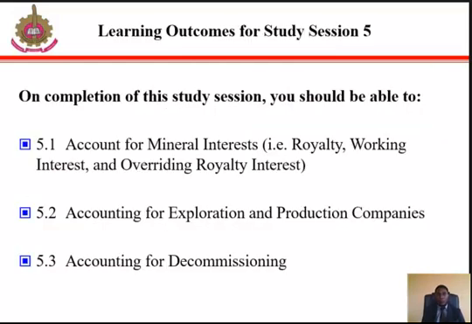Learning outcome for study section 5. On completion of this study section, you should be able to: number 1, account for mineral interest, that is, royalty, working interest, and overriding royalty interest; number 2, account for exploration and production companies; number 3, account for decommissioning.